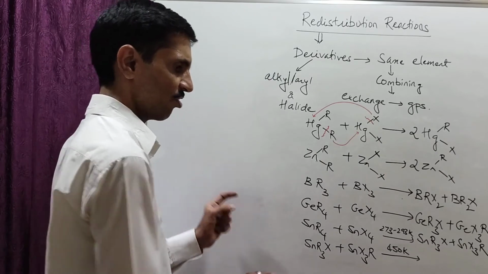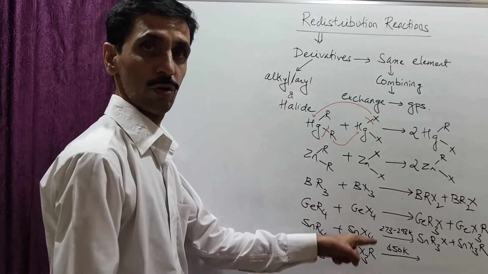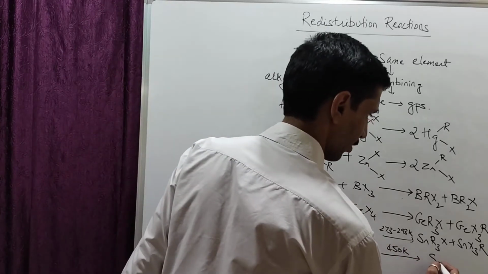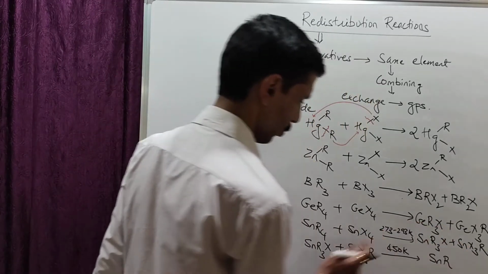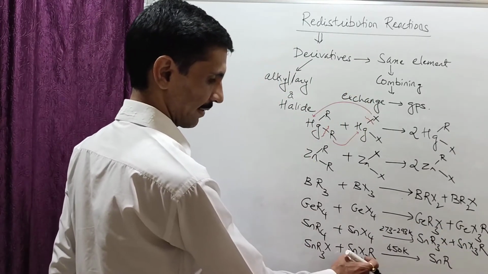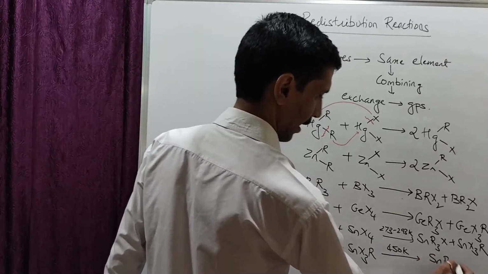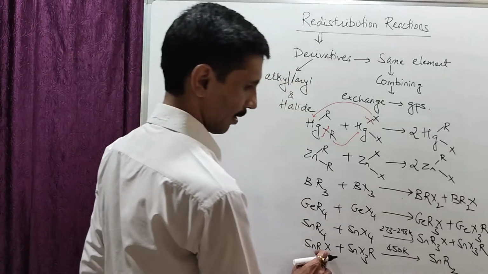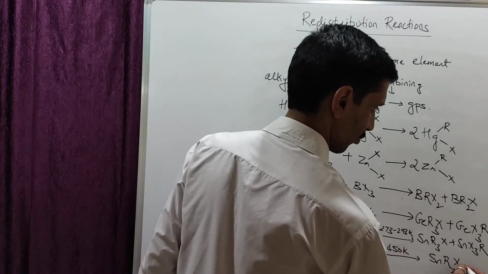Then what happens is one more R goes on the other side and one X comes on the other side. So what am I going to get is SnR2, one R goes on to the right hand side, so it will be SnR2. 1X comes from this side, so there is already 1X, so I'll be getting X2.